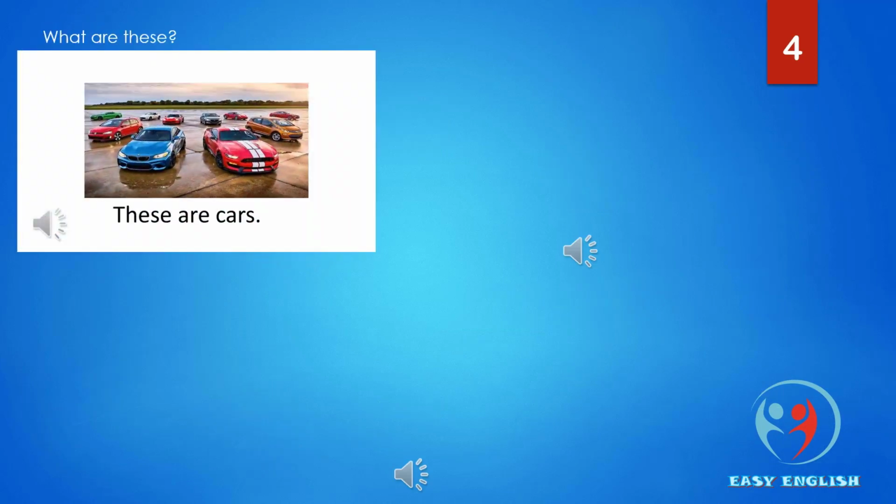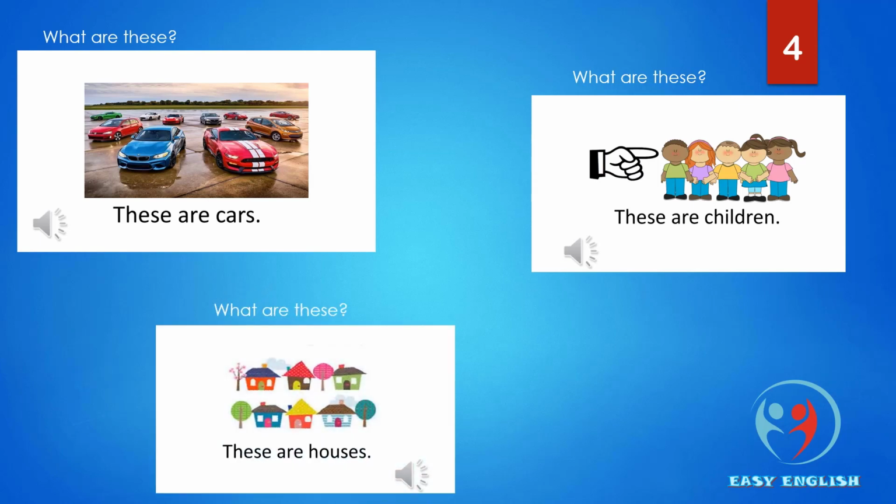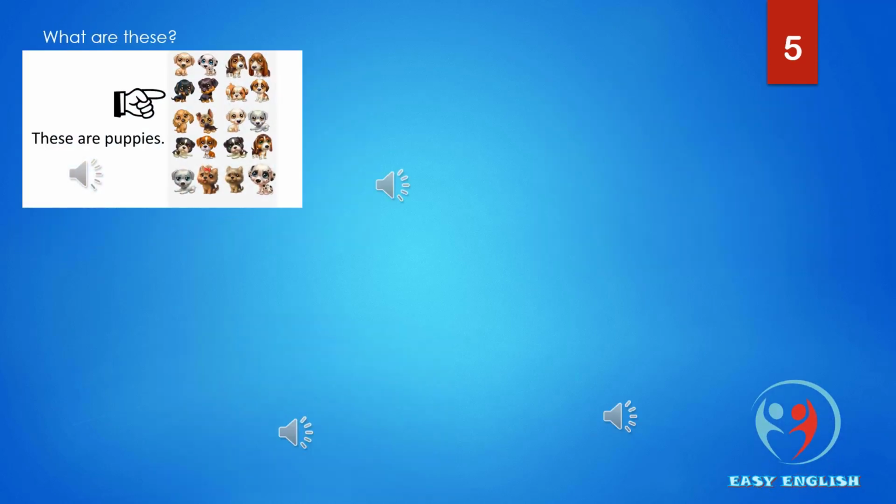What are these? These are cars. What are these? These are children. What are these? These are houses. What are these? These are puppies.